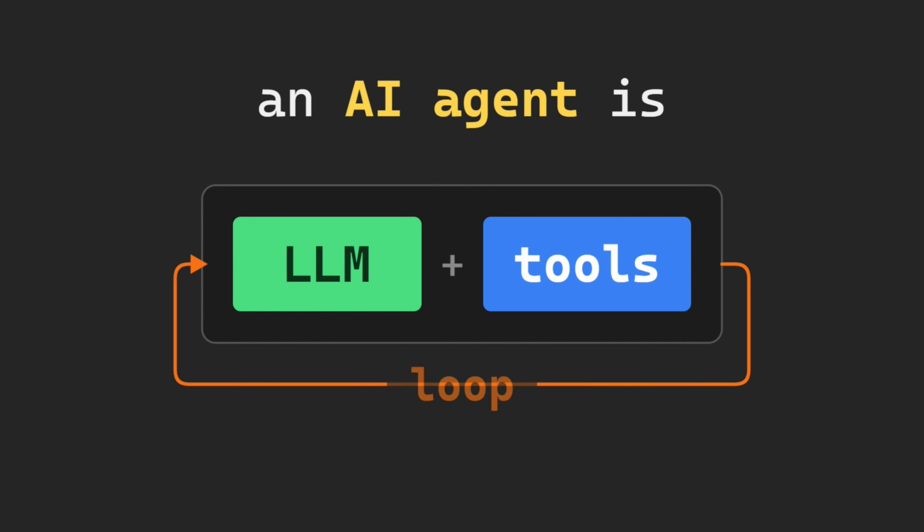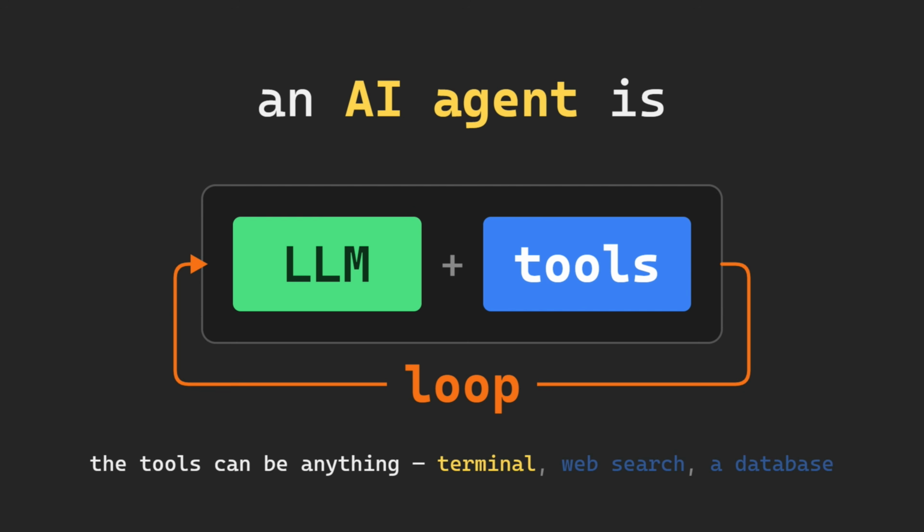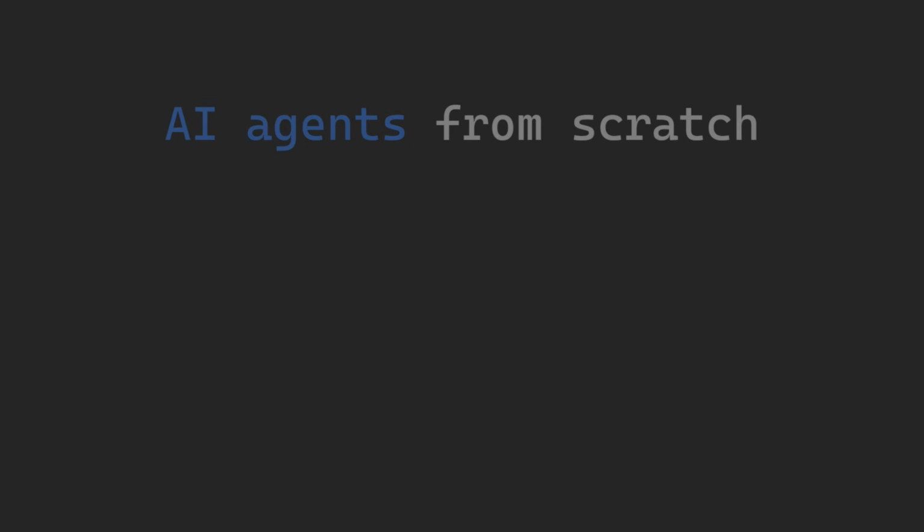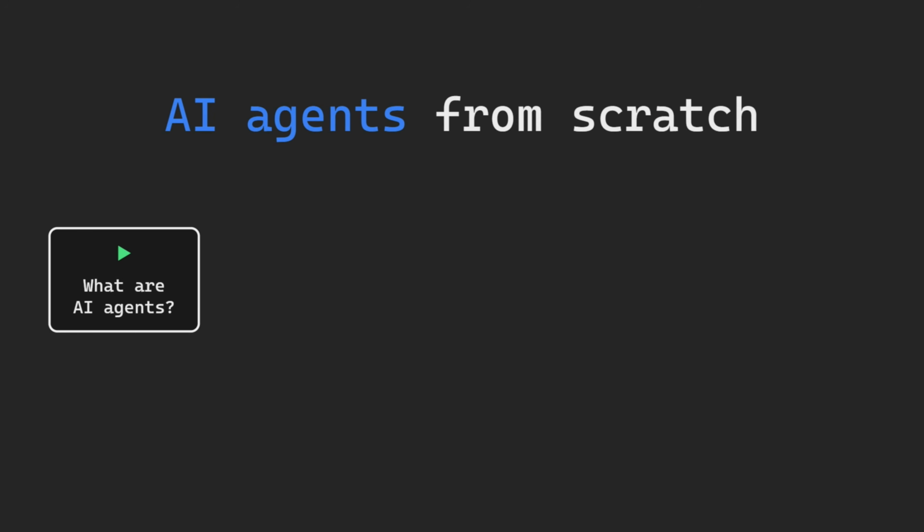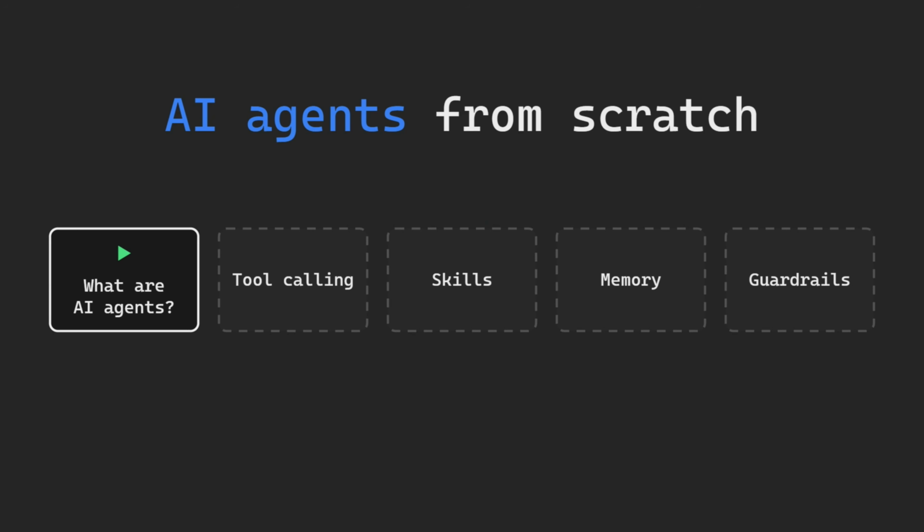Here the tools were just for file operations, but they can be anything: running terminal commands, searching the web, or querying a database. The tools let it act, and the loop lets it see what happened and decide what to do next. And this is the first video of a series where we build an agent that does real work for us, from scratch in Python. Tool calling, skills, memory, and more.